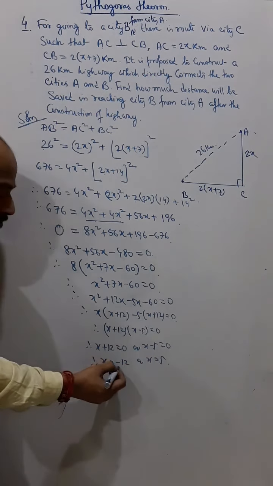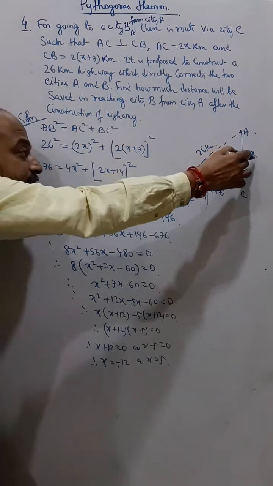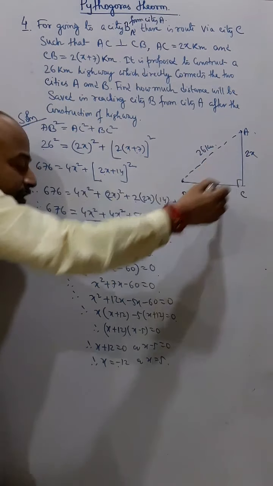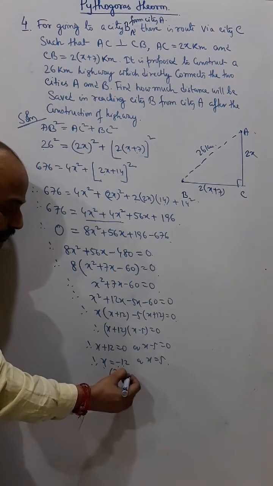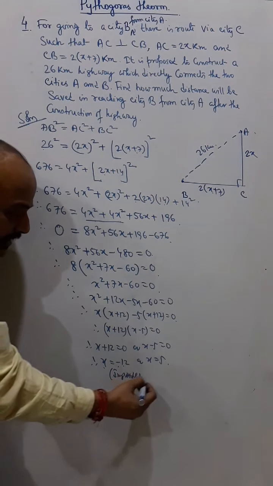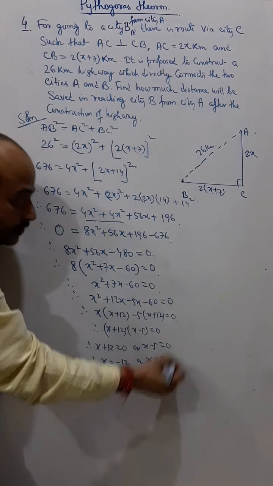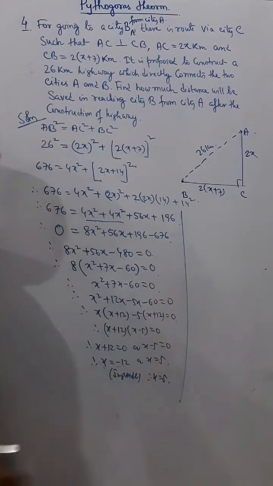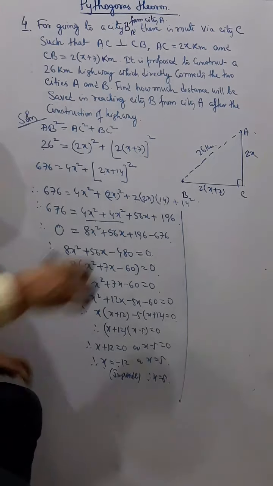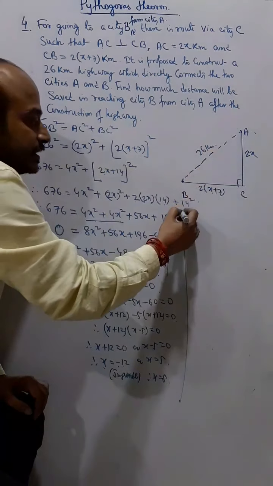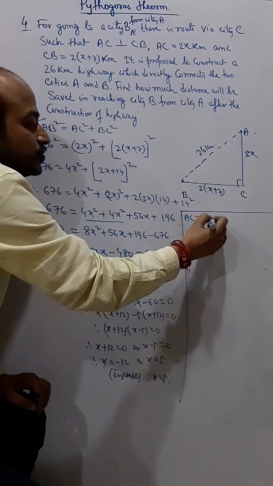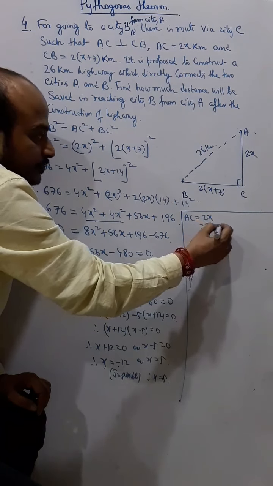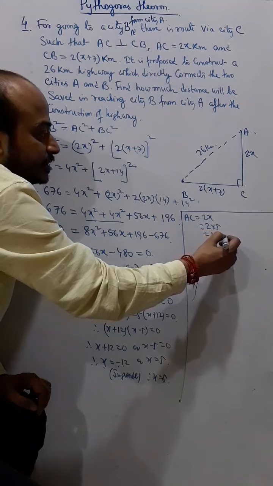And now, x equals minus 12, but since this x is the length or the distance, it can't be negative. So I'll write here impossible, and therefore we got x equals 5. Understand? Now after getting x equals 5, we will get the distance AC. Therefore AC is 2x, and that is 2 into 5 is equal to 10 kilometer.